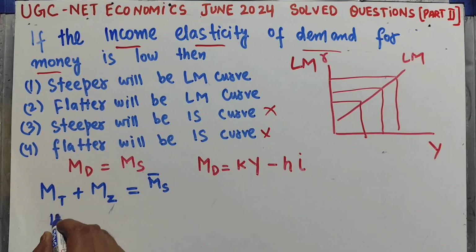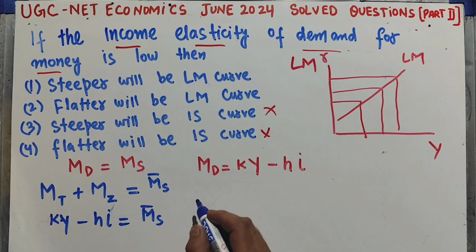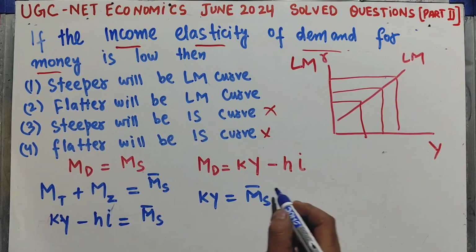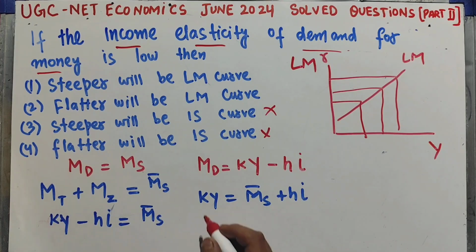That means KY minus HI should be equal to money supply, which is fixed. Solve for Y. So we have K times Y is equal to MS, transposing it becomes plus HI. Now here this K denotes the income elasticity for demand for money, or income sensitiveness, and this H shows us the interest elasticity, or interest sensitiveness, for demand for money.